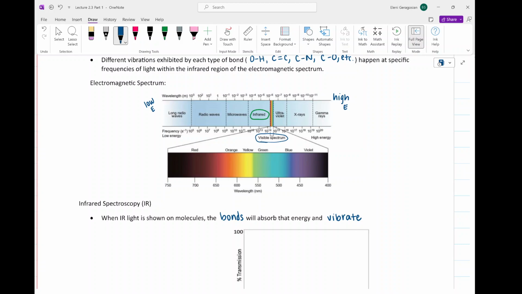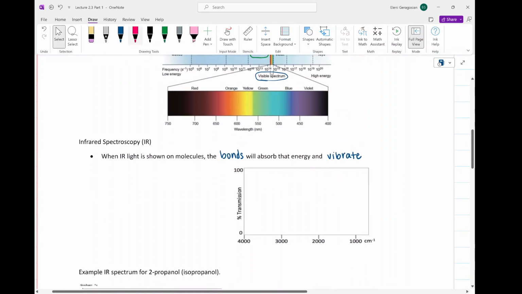So how this works practically in a lab is that there is some IR light source.